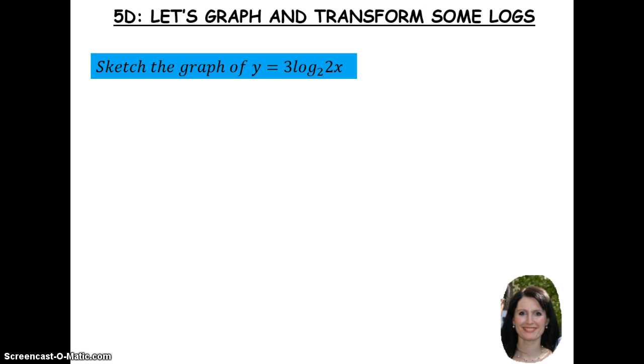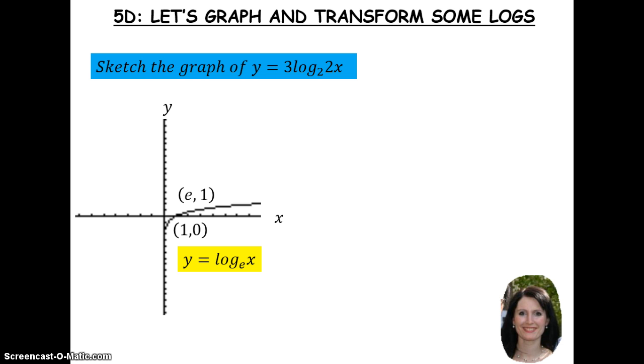Now they want us to sketch some graphs. So let's sketch the graph of y equals 3 log base 2 of 2x. Here is the basic graph of y equals log base e of x. Note that I've got an intercept at (1, 0), and then I put a point in of (e, 1). I've just substituted in e for x, and anything where you've got log base e of e, log base 10 of 10, log base 2 of 2, we're going to end up with an answer of 1 there. So it's a handy point to put in.